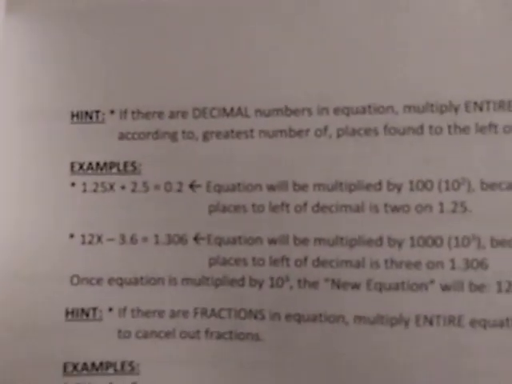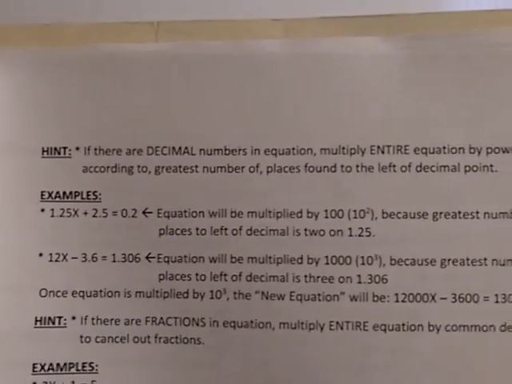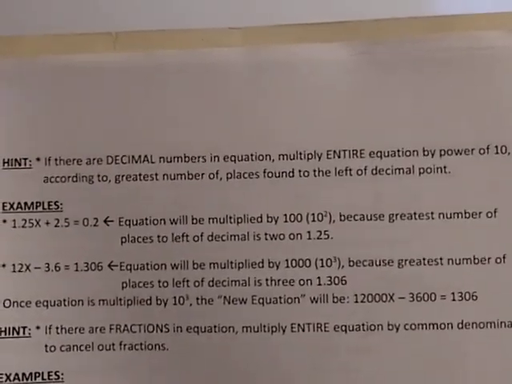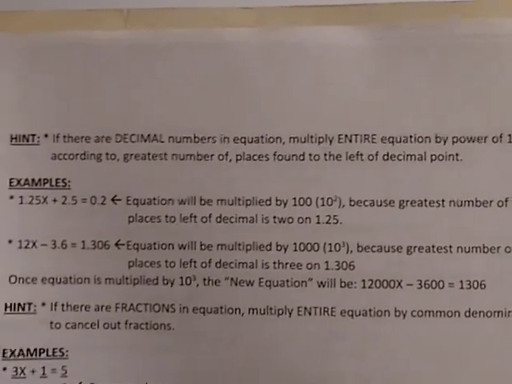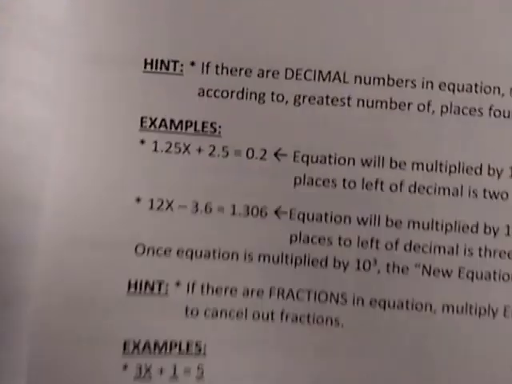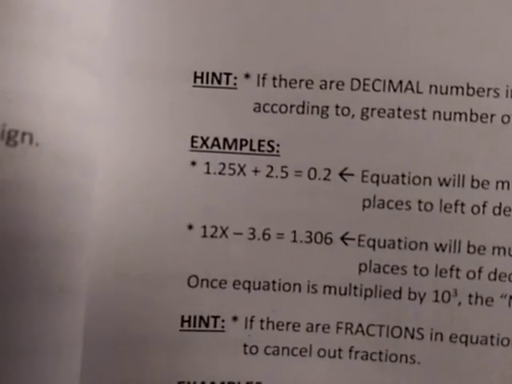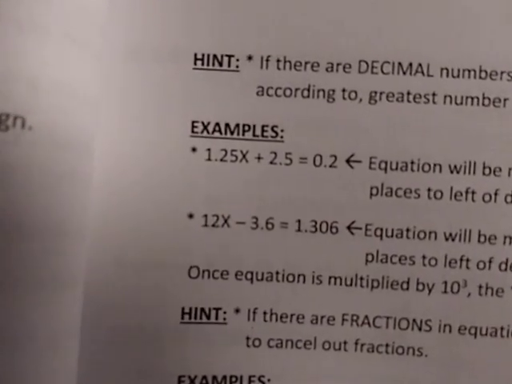Now, another curveball that algebra will throw in your direction is the incorporation of decimal numbers in equations, where in order to proceed in solving the problem, you need to clear the decimal by multiplying the entire equation by a power of 10. Let's proceed with that example: 1.25x plus 2.5 equals 0.2. Let me write that down on the board.